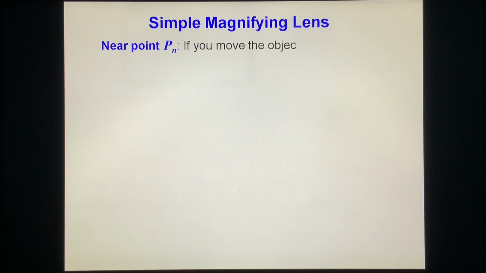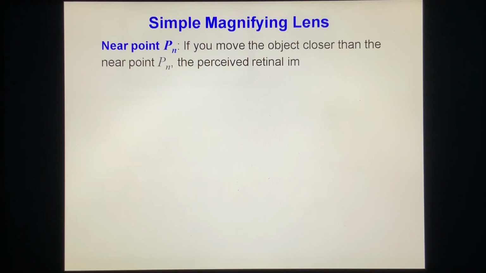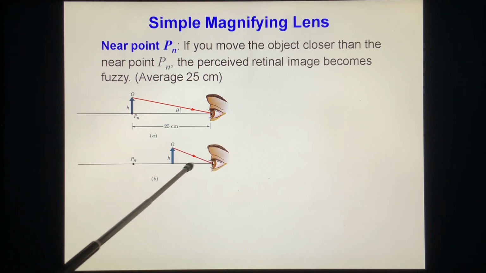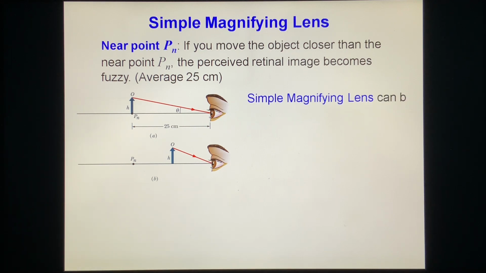Near point PN. If we move the object closer than the near point PN, the perceived retinal image becomes fuzzy. It averages about 25 centimeters. This is the near point PN. If you move the object in closer, it will be fuzzy. Simple magnifying lenses can be used to resolve this problem.